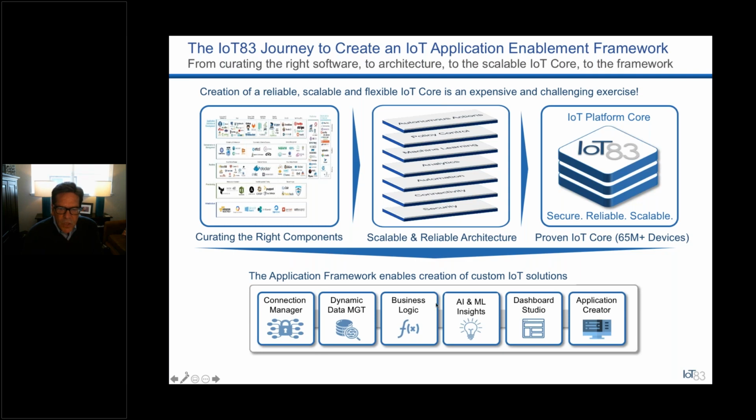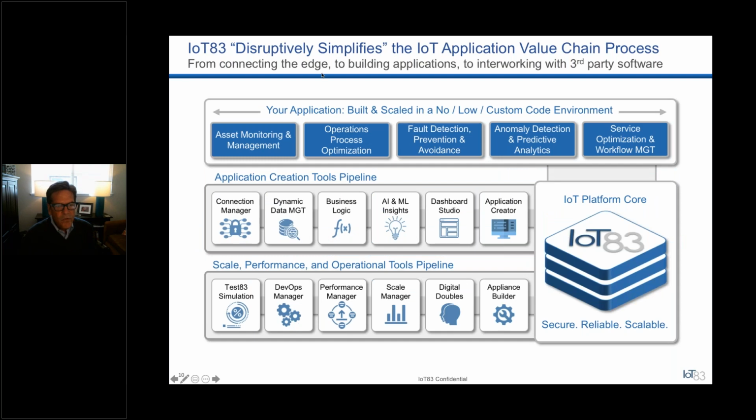The next part of the journey was to create this application creation framework to make it easy to create new custom applications that run on top of this reliable, elastic core. And this is what we produced. We produced this proven core that has been demonstrated for, gosh, over 65 million device connections running at scale. And we built on top of that this application creation framework, or rather application operation framework. And in the operation framework, all of this pipeline of tools to be able to create applications. And so we're going to show you a lot about this application creation tools pipeline.